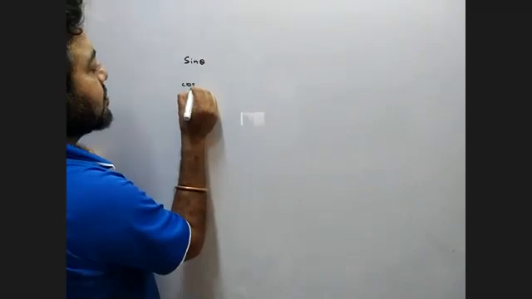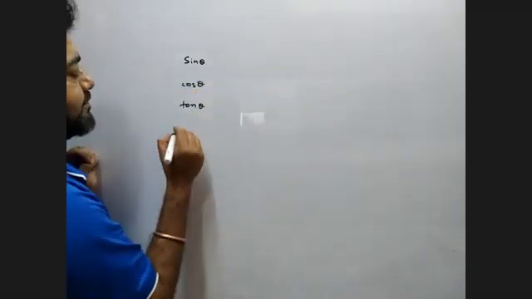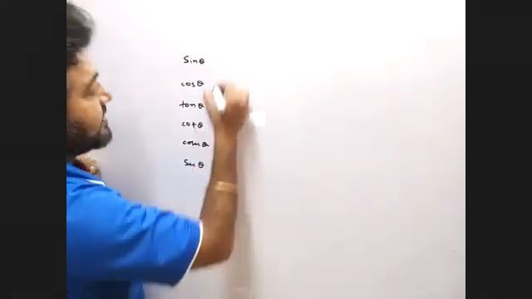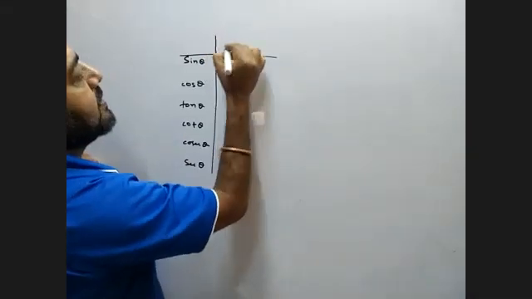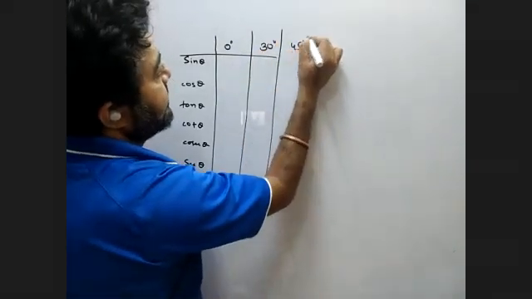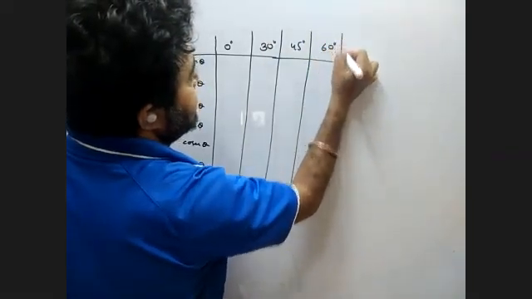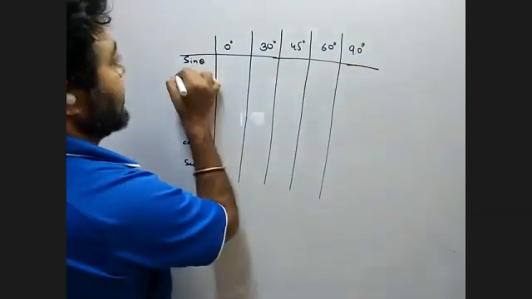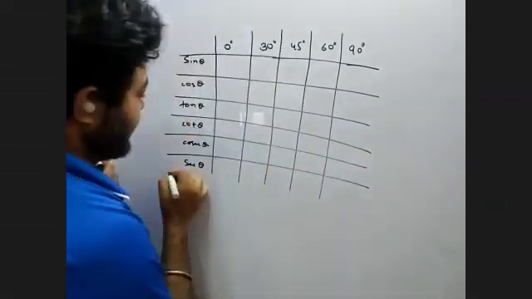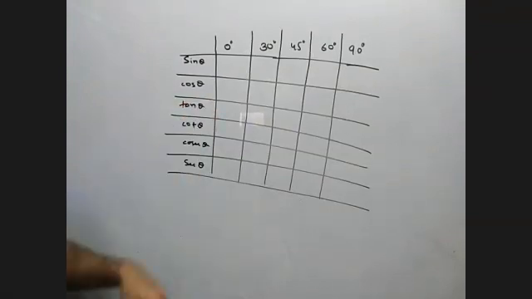Now that part, I think all of you know: sine theta, cos theta, tan theta, cot theta, cosec theta, sec theta, and the angles 0 degree, 30 degree, 45 degree, 60 degree, and 90. So anyone tell me the first one? What is the value? I think all of you know this one. Sine 0 is 0.